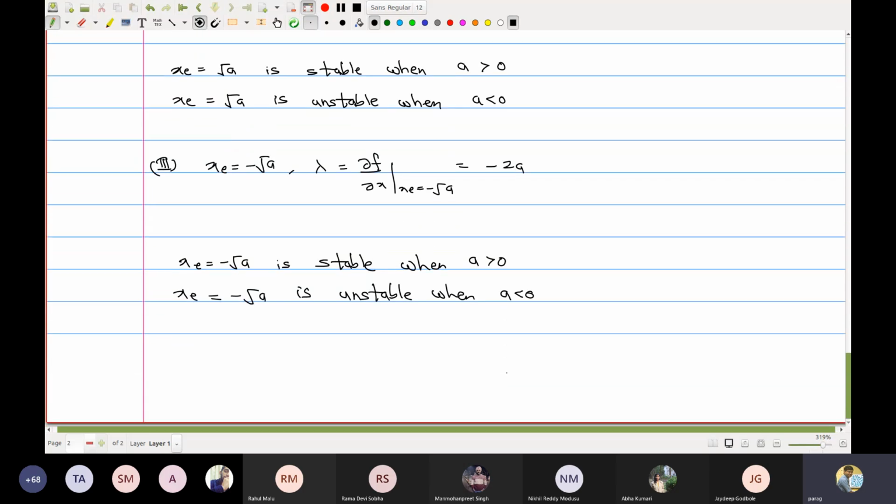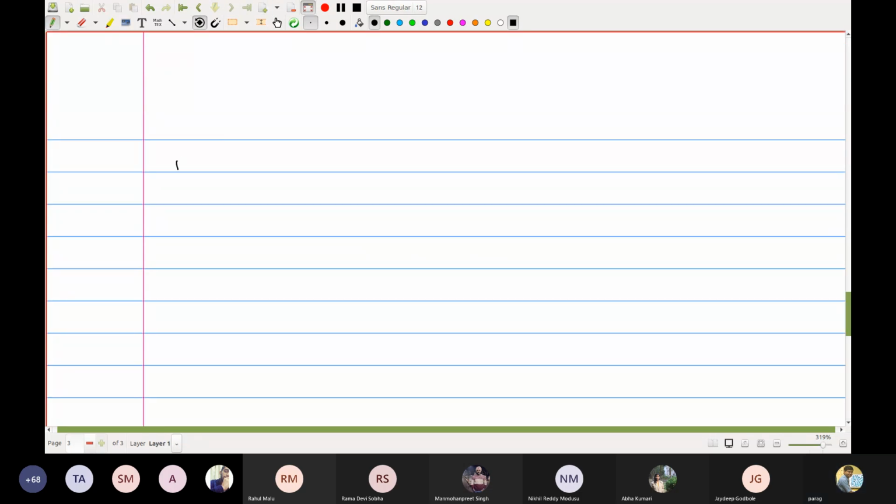Right? Now, using this, I will draw what is called a bifurcation diagram. And what does a bifurcation diagram tell me? It gives me the equilibrium solution.